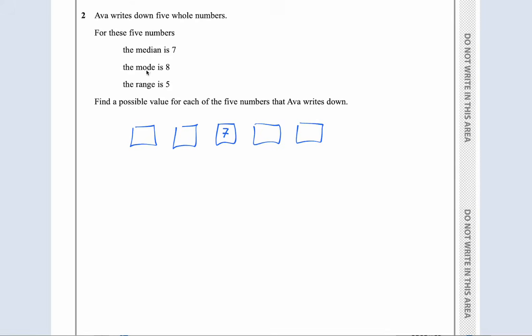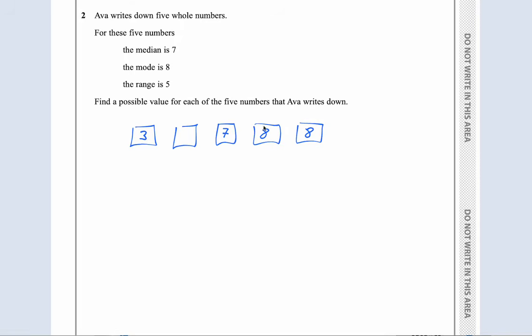The mode is 8. So I need at least 2 8s. So these two are going to have to be 8. 8 and 8. Because I need 2 8s and they have to be bigger than 7. So these are in order. So 7, 8, 8. It says the range is 5. So that means this has to be 3. And then this one can actually be anything. It can't be 3 and it can't be 7 because it says the mode is 8.